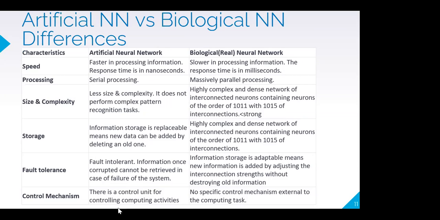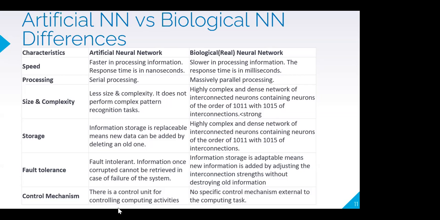All right, this is another chart which shows the difference between artificial neural networks and biological neural networks. The artificial neural network is much faster in processing information. It responds in nanoseconds, while the neural network in our brain processes things in milliseconds. Artificial neural networks use serial processing, which is one by one, but biological neural networks use parallel processing. And of course, the artificial neural network is less complex, whereas, as we saw in our previous slides, our brain is highly complex and has a dense number of interconnected neurons.